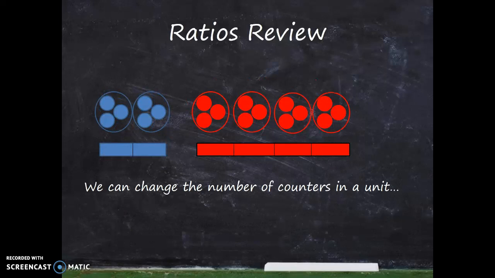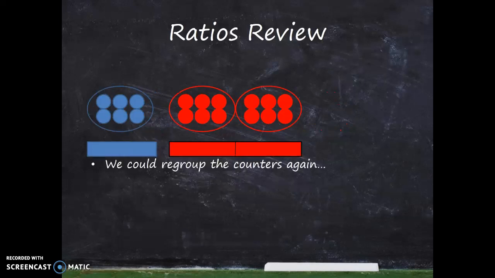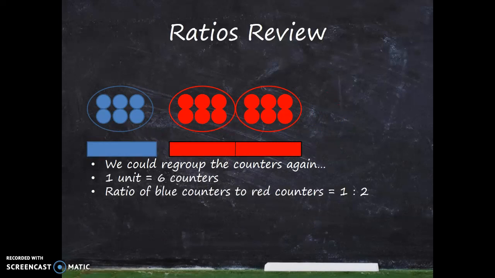We could change the number of counters in a unit and regroup them. So now I have units of 3 counters each. So 1 unit is 3 counters, and that gives me a ratio of blue to red counters of 2 to 4. We could regroup the counters yet again. Now I have a unit of 6 counters, and that gives me a ratio of blue counters to red counters of 1 to 2.